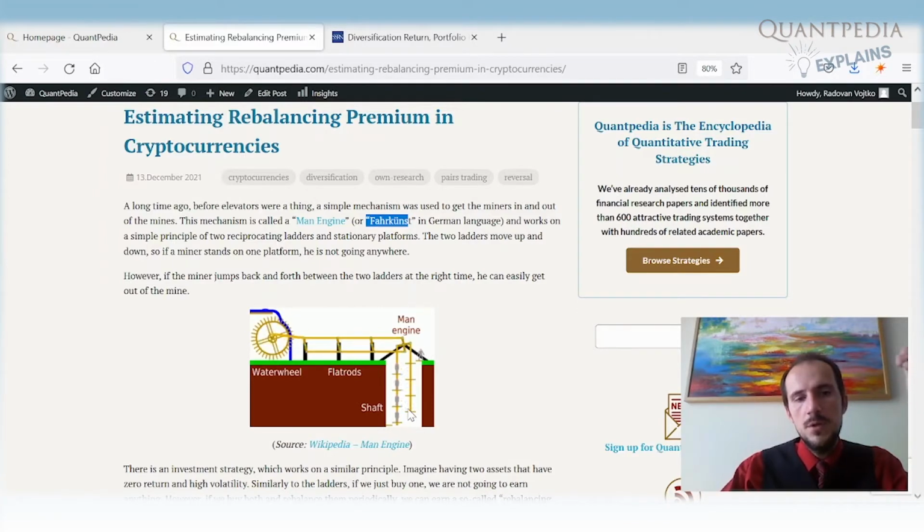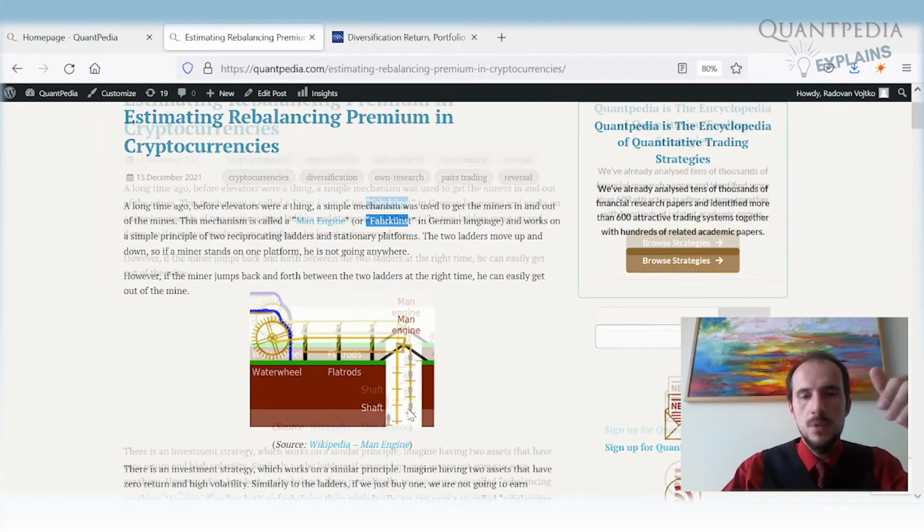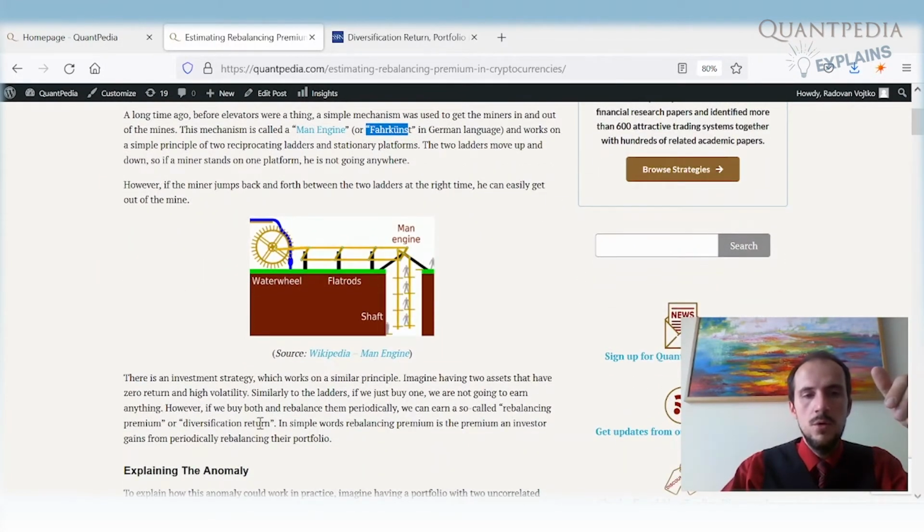And there is an investment strategy that works on a similar principle. Now try to imagine that you have two assets that have a high volatility but zero return. And similar to ladders, when we buy both of the assets or when we buy just one of the assets, we will not gain any money. But if we buy both of them and rebalance them at the right moment, we can get an interesting performance, the so-called rebalancing premium or diversification return. So it's a premium that an investor gains from periodically rebalancing a portfolio.